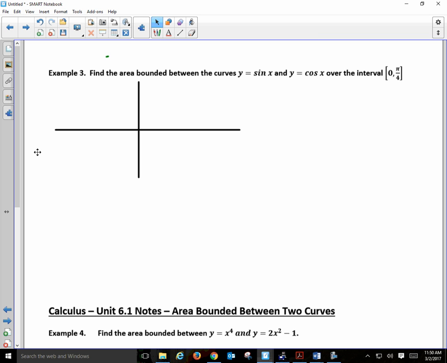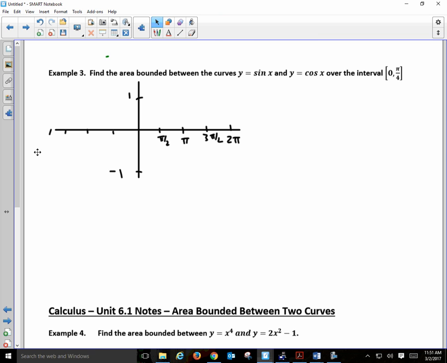It says find the area bounded between the curves y equals sine of x and cosine of x, over the interval 0 to pi over 4. So what does the graph of sine of x look like? It's a wave, and it starts at 0, and it goes up to 1. So what's that? Yep, 0 to pi over 4.